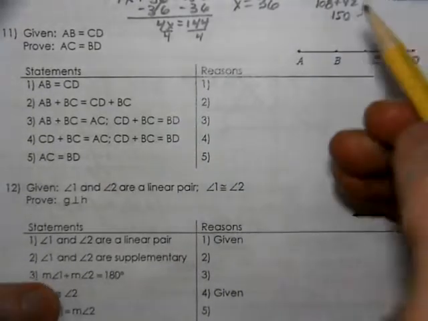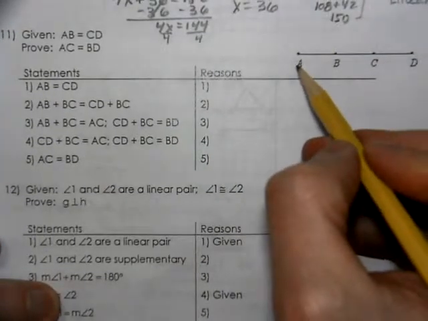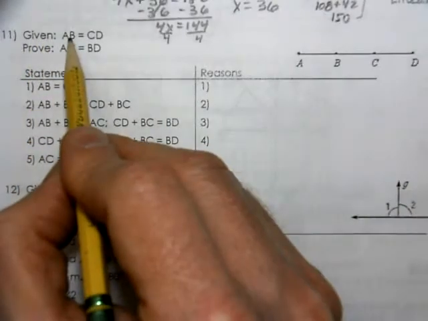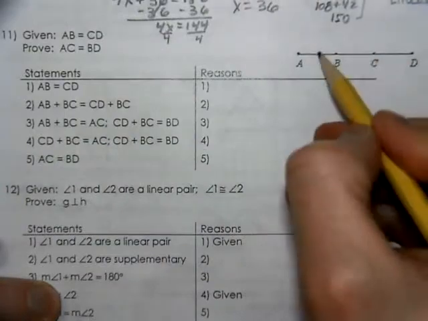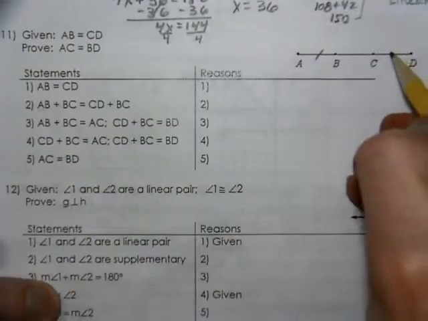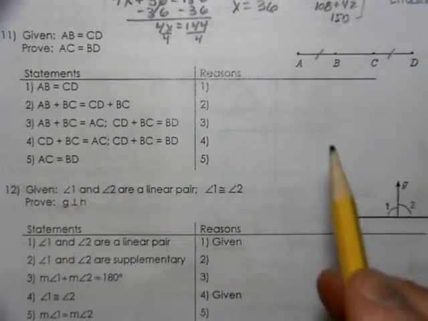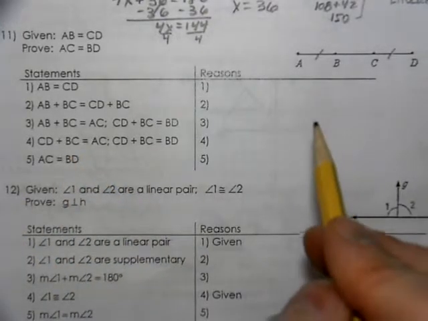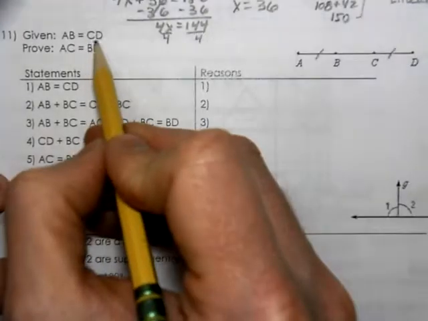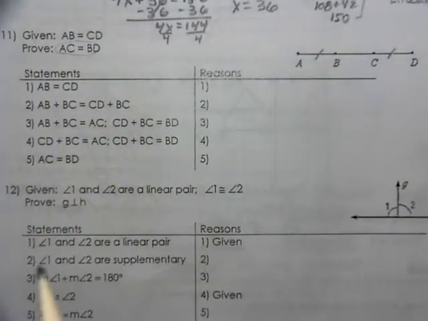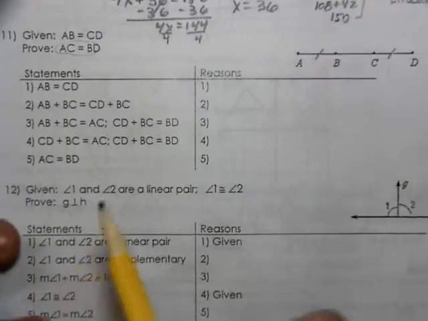So here's our proof. We're supposed to be figuring out, we start with our given, and it says that AB is congruent to CD. So those are the same measure. You want to look at your given, you want to look at the picture, and try to figure out how can we come to this conclusion. You want to do this before you look at the two-column proof.